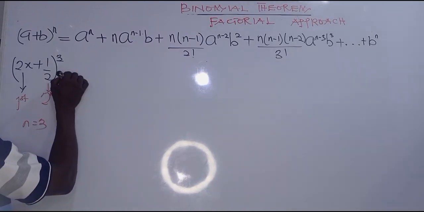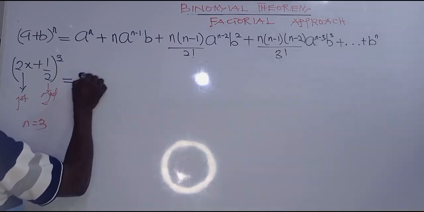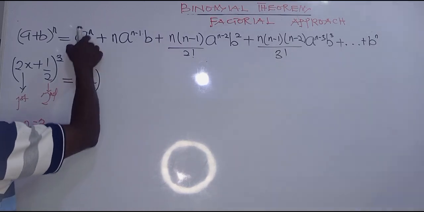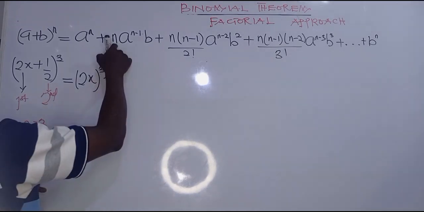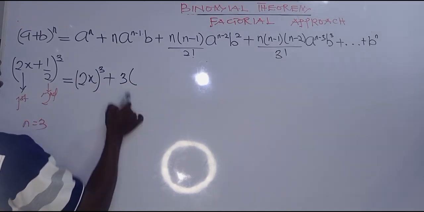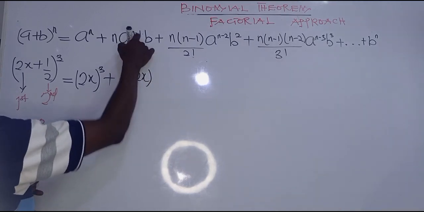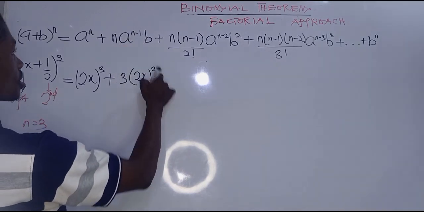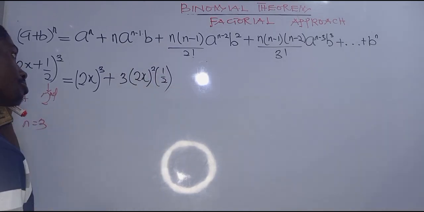So we are going to have our first term is what? 2x. So we have 2x raised to the power n. Our n is 3. Plus our n is still 3. Our a is what? 2x. We have 3 minus 1 will give us what? 2. Our b is what? 1 over 2.